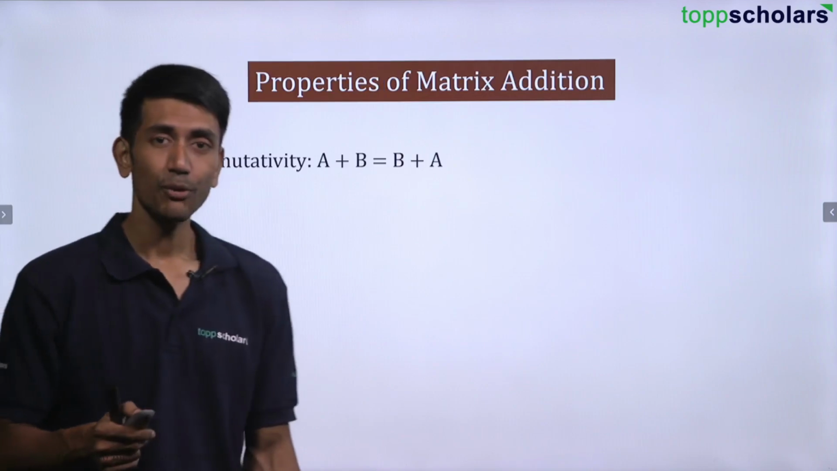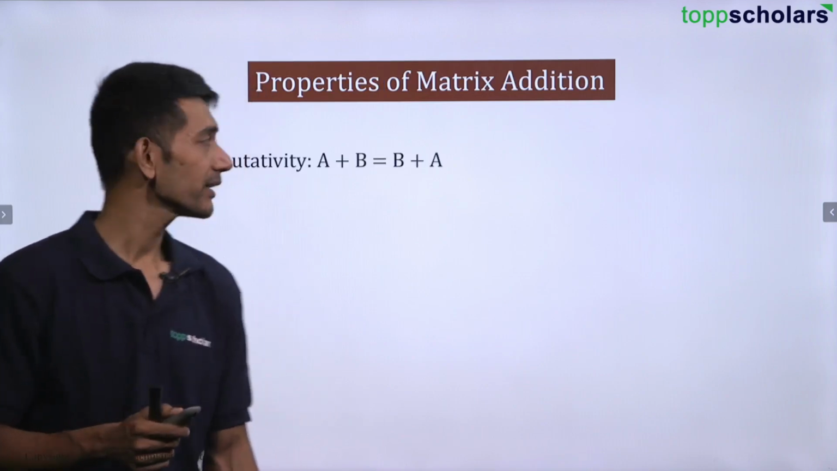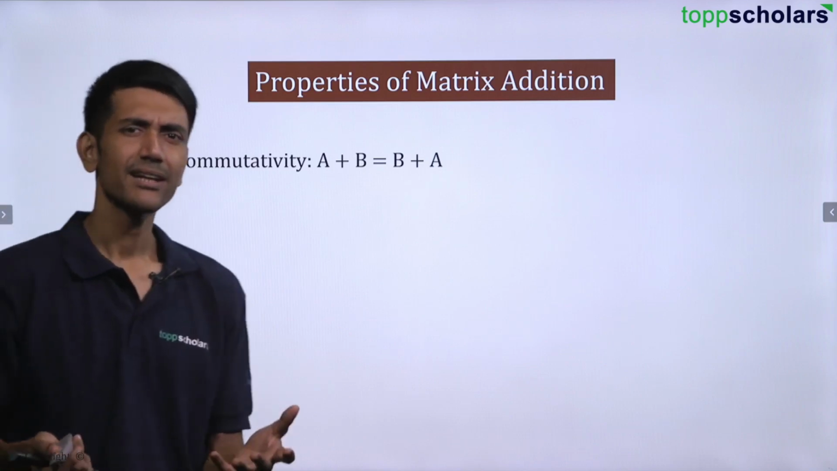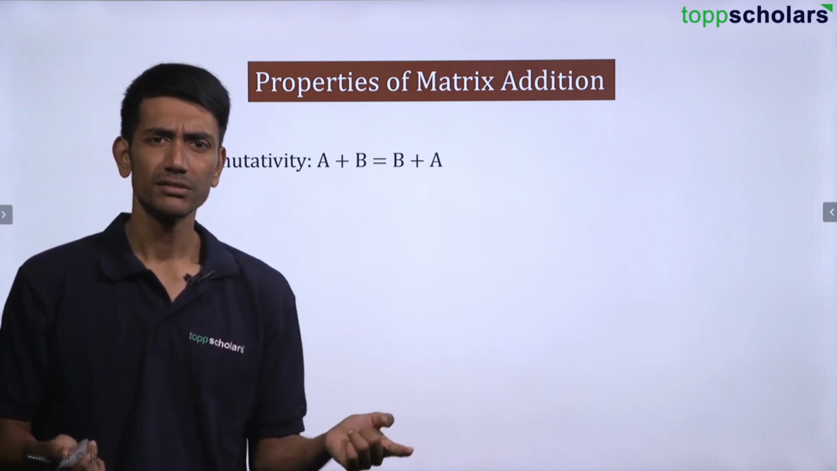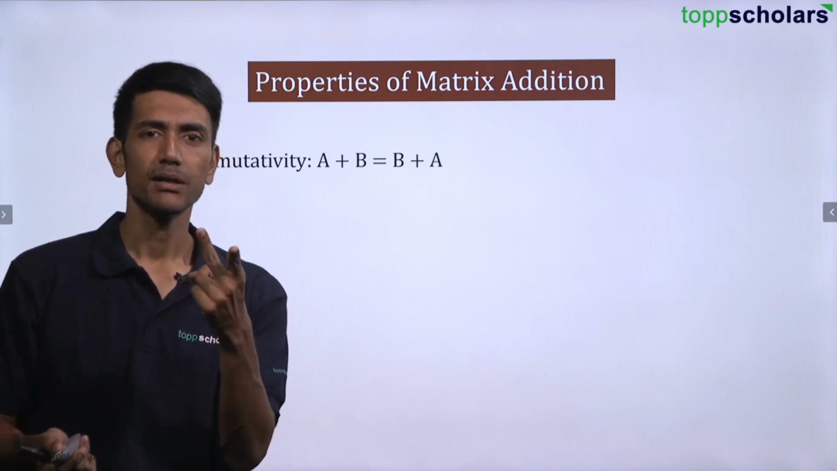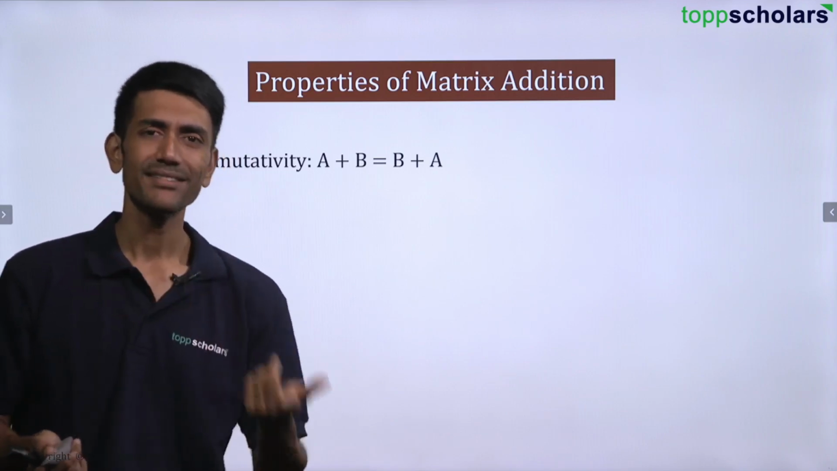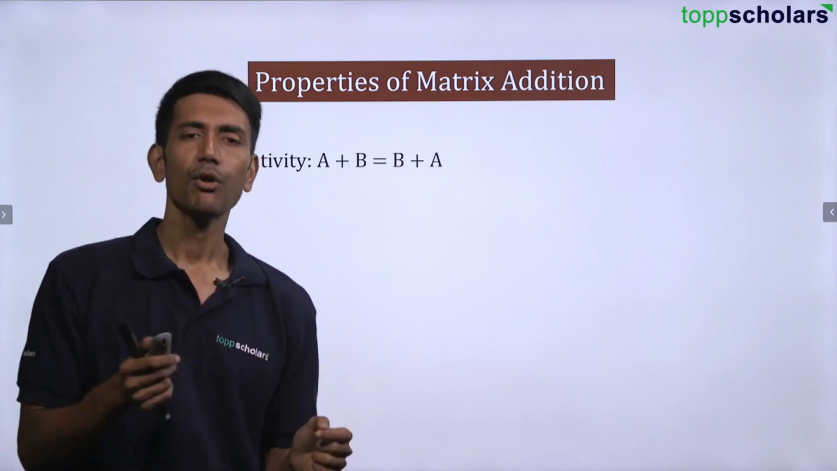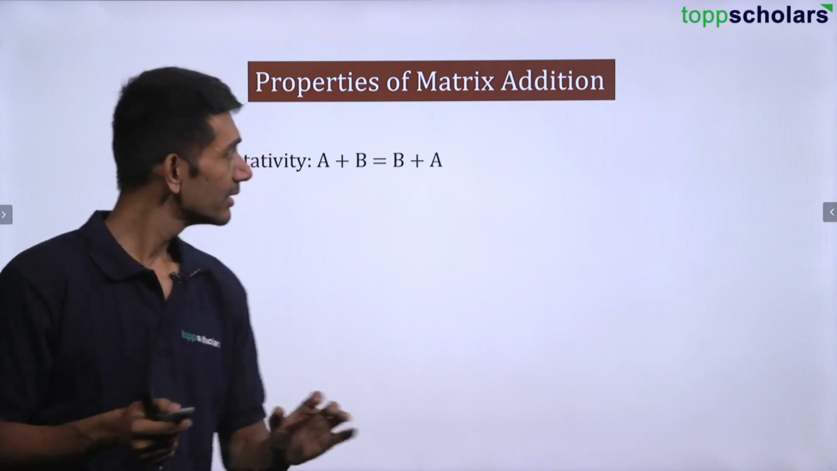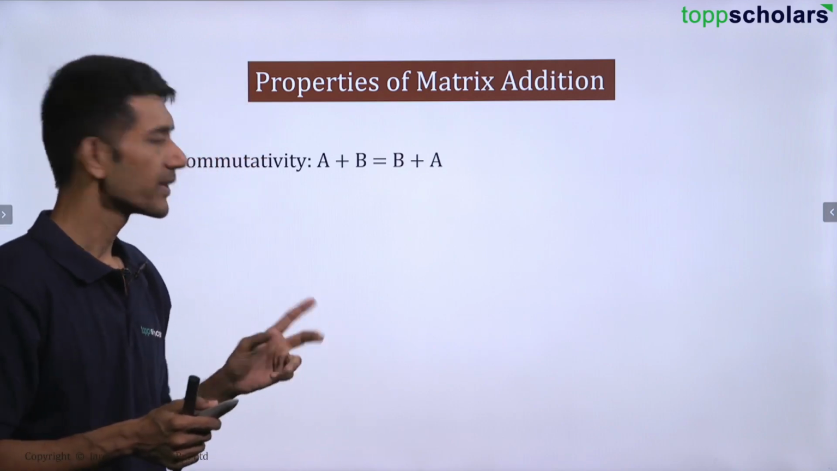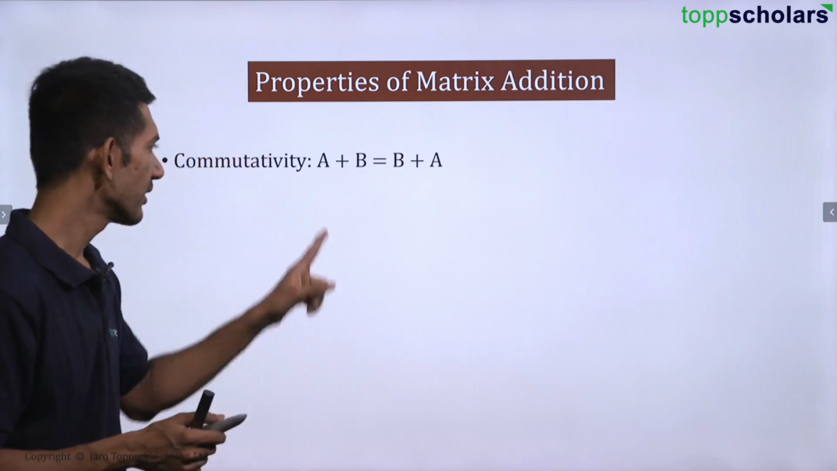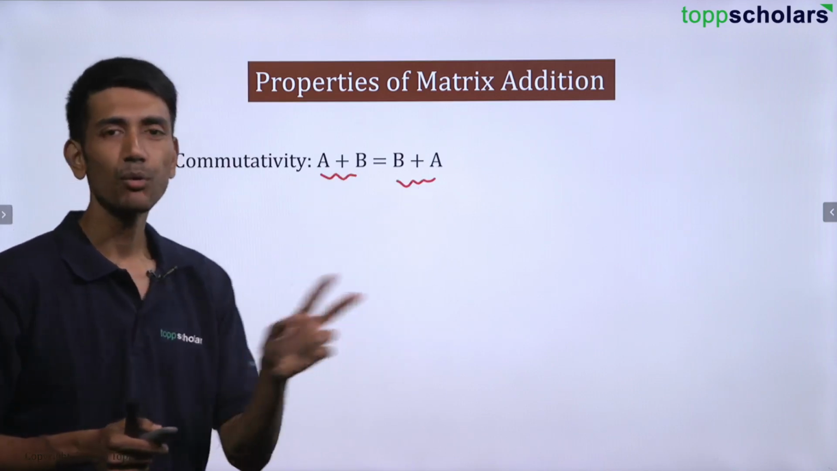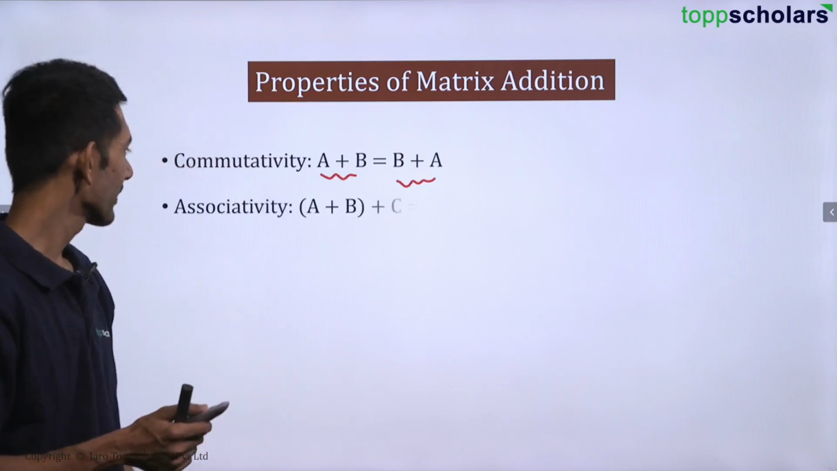Now let us talk about some properties of matrices. The first property is the commutative property. Commutative property, like commutativity of numbers. If you add 2 numbers, A and B, and then you add B and A, you get the same answer, right? 2 plus 3 is 5, 3 plus 2 is 5. Same logic is applied in matrices as well. So, if A and B are 2 different matrices, if you add A and B and you add B and A, you will get both of them equal, right?